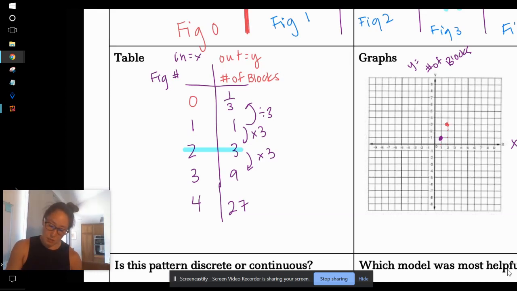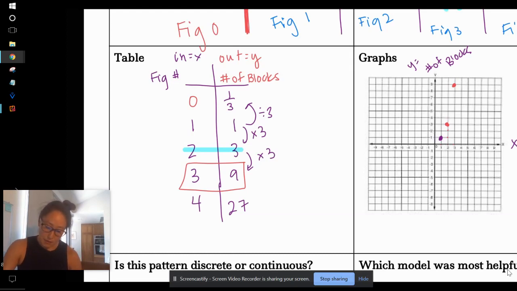Okay, at 3, there are 9 blocks. So I'm going to go to 3 on the x-axis and count up 9. 1, 2, 3, 4, 5, 6, 7, 8, 9. Okay, and then I can see that 27 doesn't fit on this grid, so I'm going to stop.